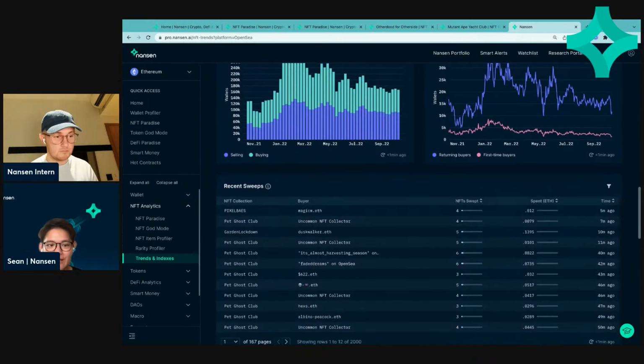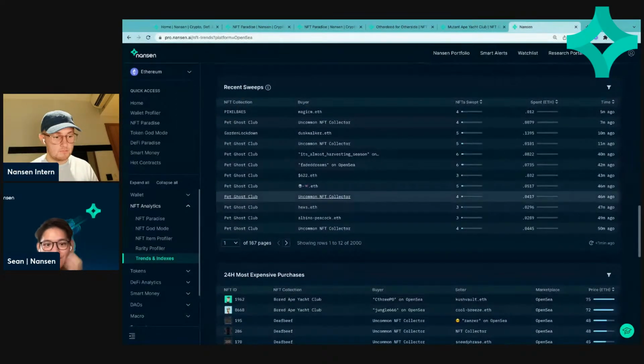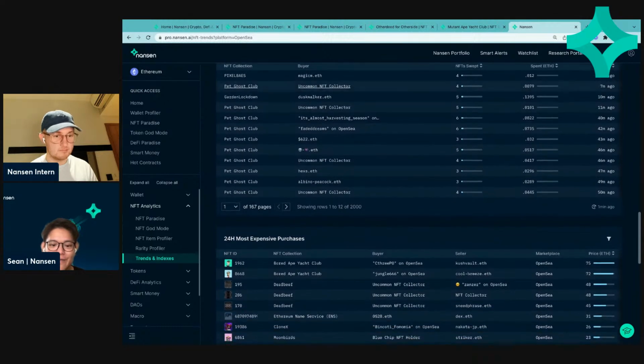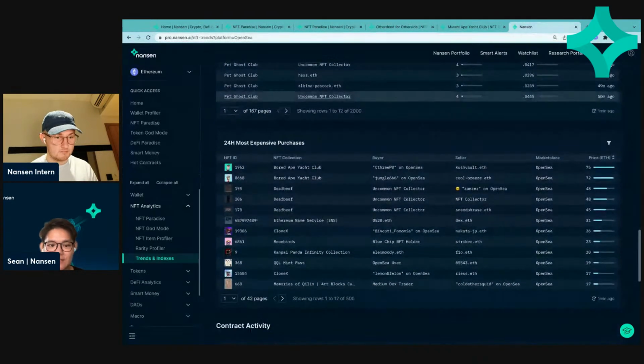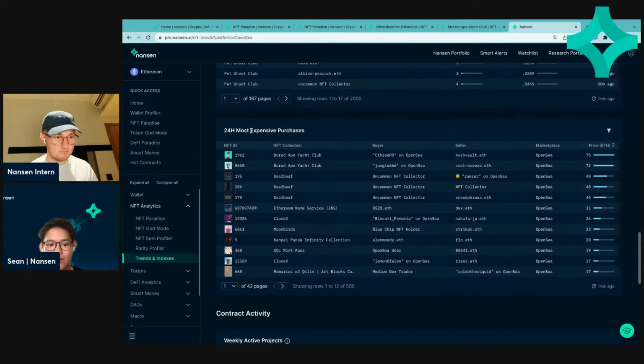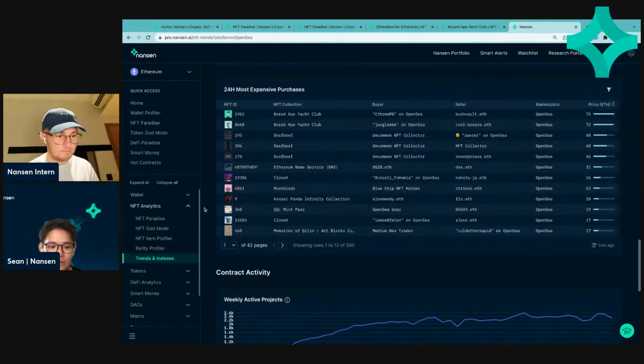And below here, you get some of the other interesting data as well, recent sweeps. I think I saw a Twitter thread recently, someone pointing out that this was the most useful chart for him in identifying alpha. And then down below, you can see the most expensive purchases in the past 24 hours. Most of this happens around blue chips. So it'd be quite interesting to see what are some of the blue chips that are fetching higher prices. You can even investigate further into the different collections or items from here. So we'll go more into God Mode, which is exploring a specific collection, and also Item Profiler as well.